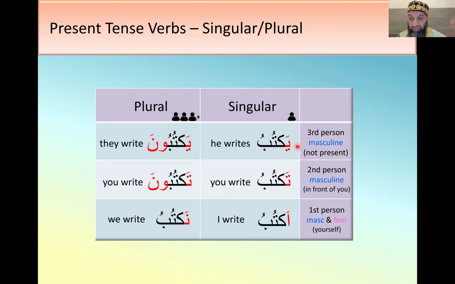So third person begins with ya. Second person, when you're speaking to the person, it begins with ta. Taktubu, taktubuna. That's the only difference.